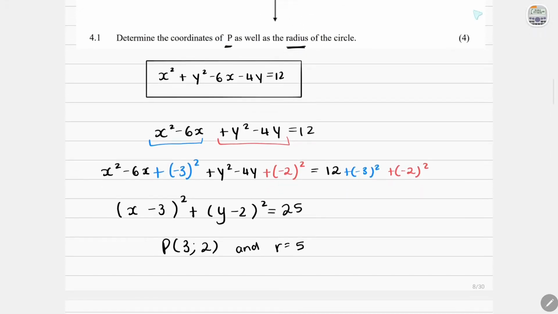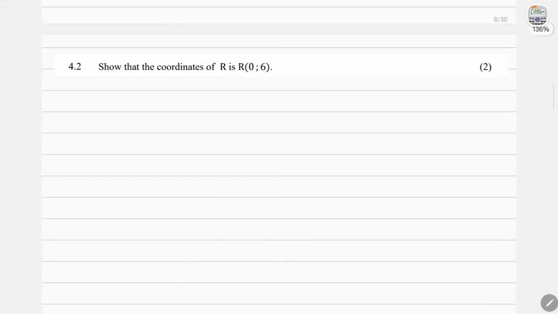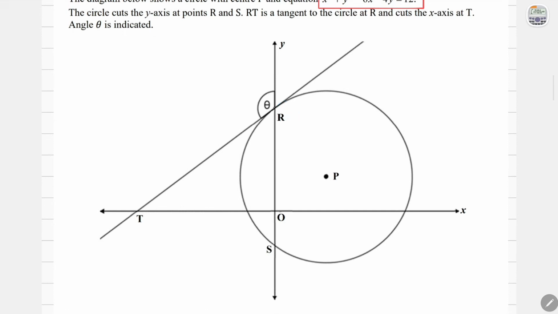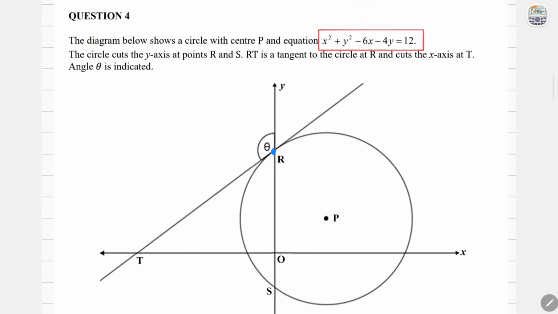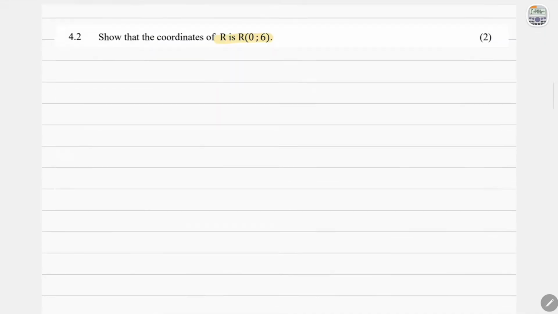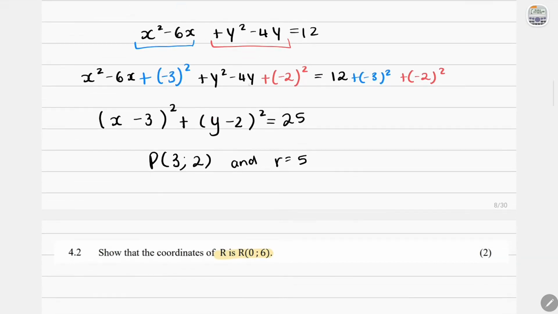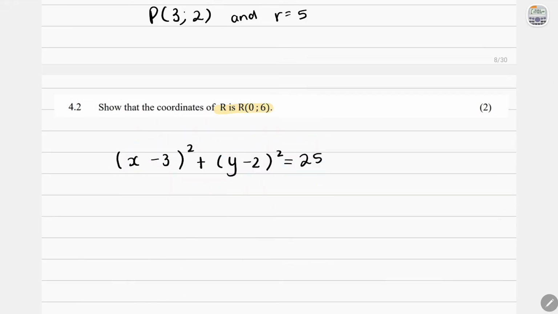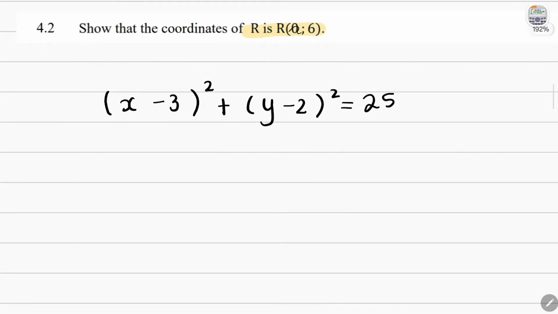Moving on to the next question. Question 4.2 says, show that the coordinates of R are (0, 6). R is on the y-axis, and it's on the circle, but it intersects the y-axis. So it's a y-intercept, meaning to find it, we can simply make x equal to 0. They already told you to find it in this format, so clearly this is going to be helpful. So we'll take this and make x equal to 0. Of course, we'll have two y-intercepts, but we will choose which one is R.